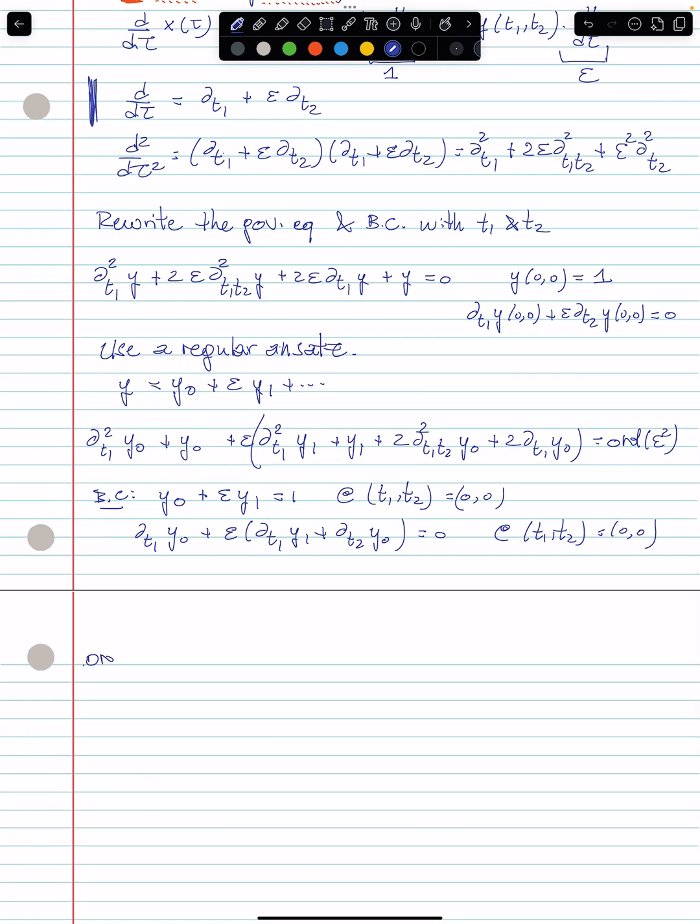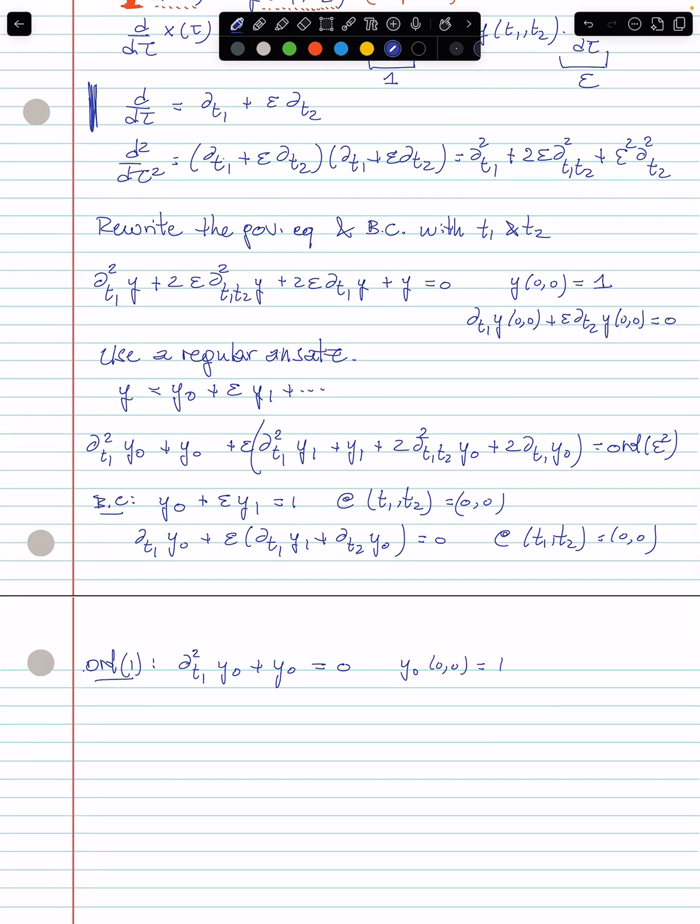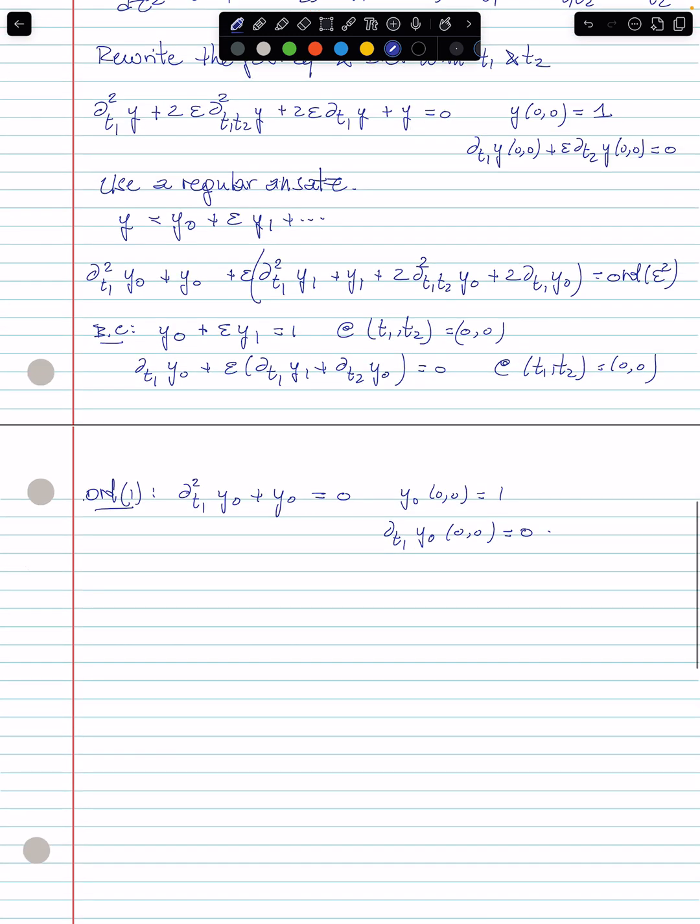All right, so the leading order equation is very similar to what we had earlier. And boundary conditions: y0 is equal to 1, and the first derivative is equal to 0. Then what we should do here is to solve those equations. What we get is something that is very similar to what we had before.